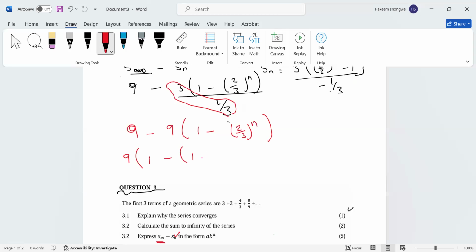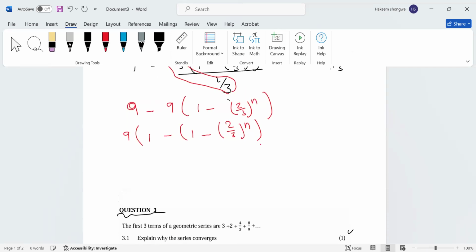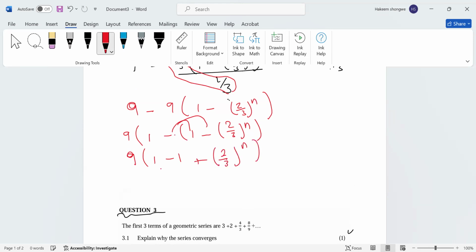1 minus 2 all over 3 to the power of n, close bracket. Then, okay. And then the negative affected the bracket inside. This one multiplied by this one multiplied by this one. So you had 9 open bracket, it's 1 minus 1 plus 2 all over 3 to the power of n. And those two cancel each other. Then 9 multiplied by 2 over 3 to the power of n.